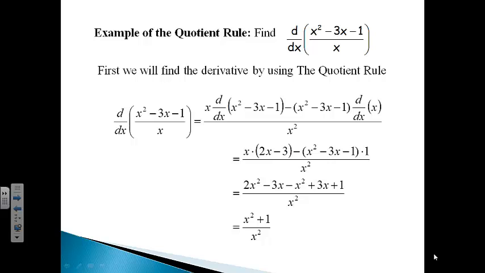So in the second line, x times the derivative of the top is 2x minus 3, minus the top times the derivative of x, which is 1. Distribute the x across, you get 2x squared minus 3x. Distribute the negative across, combine like terms, and you get your answer.